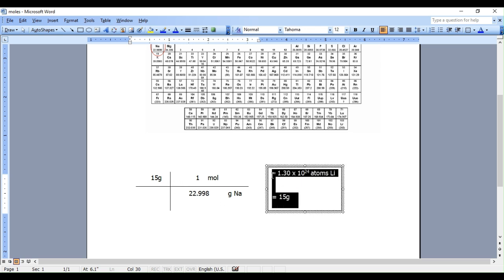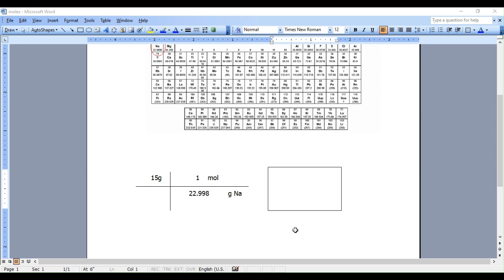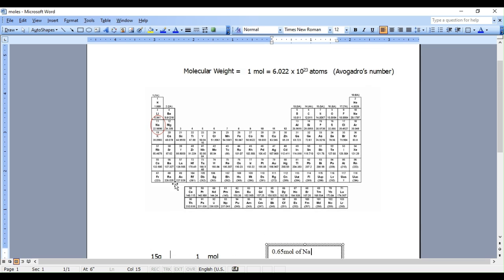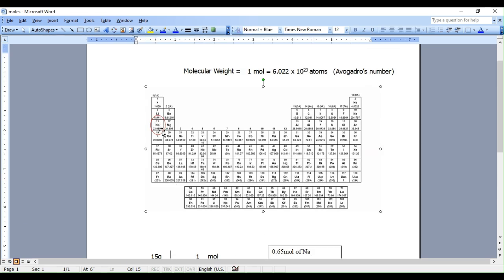It's not 2.16. Let me get rid of all these numbers. When I do that value, what's 15 divided by 22.998? You get about 0.65 moles of sodium. So 15 grams of an element will always be a different number of moles because you're always going to divide by a different molecular weight. And what's the molecular weight? It's that number underneath the element, that mass underneath the element, right?